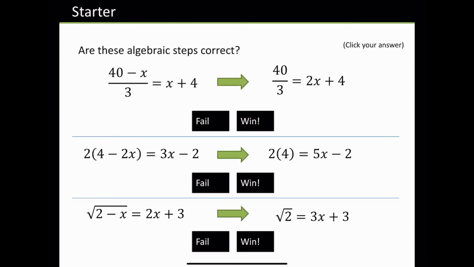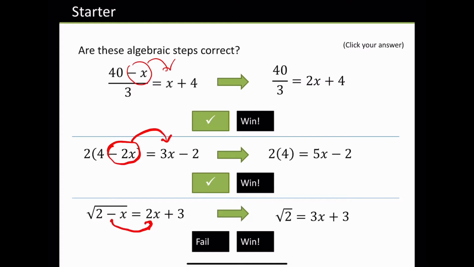So are these algebraic steps correct? For the first one, should you have just simply added x here to get that? Well, no, that is wrong. Let's have a look at the next one. They've added this 2x to 3x. Is that true or false? False again. For the next one, they've taken the square root and they've added it. So the minus x, again, that is false.